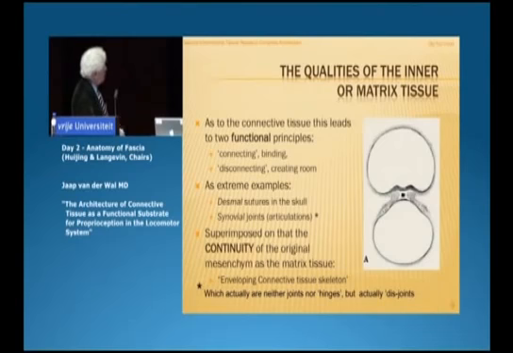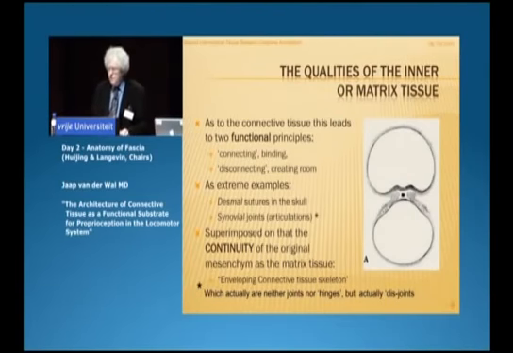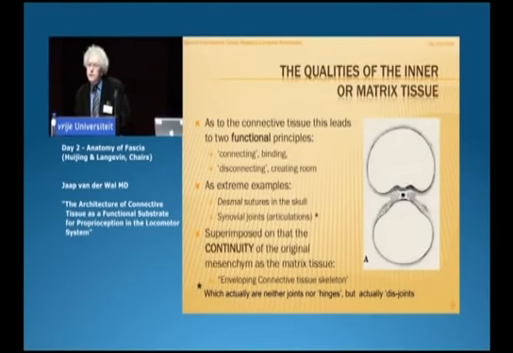And superimposed on all that, there is that original matrix tissue, that original continuity, enveloping connective tissue skeleton, which is everywhere and nowhere, but has the 2 qualities of connect and disconnect. And please, in my view, don't call synovial joints just hinges. They are not hinges. That they can be replaced by a hinge by an orthopedic surgeon does not prove they are hinges.